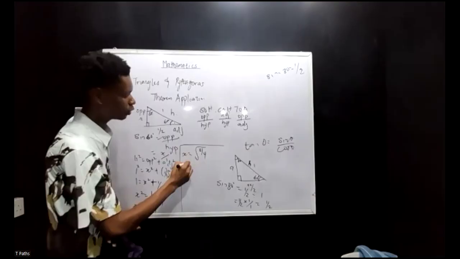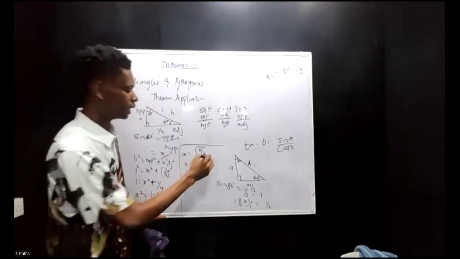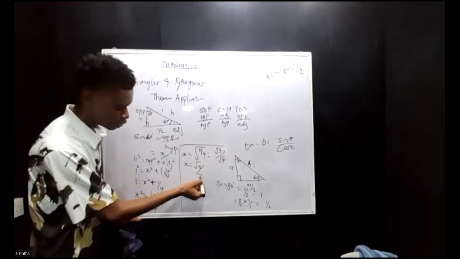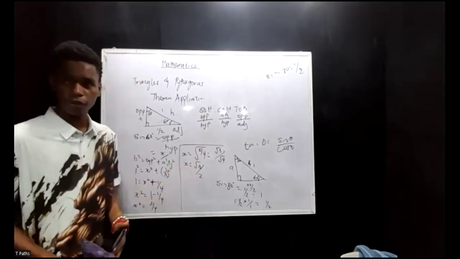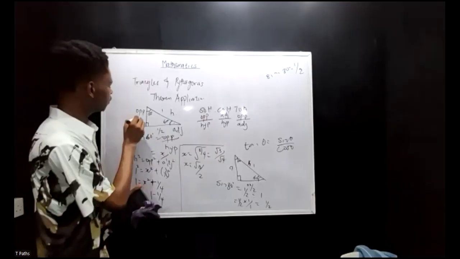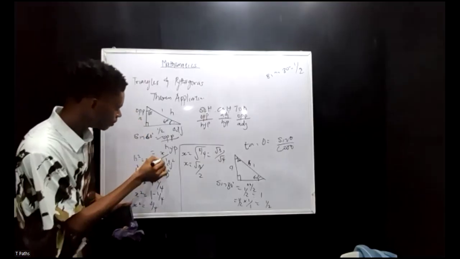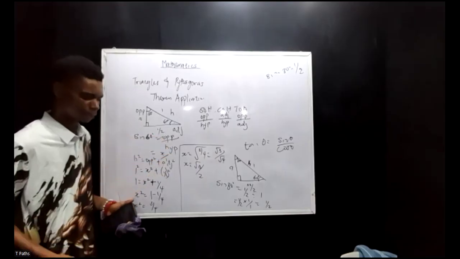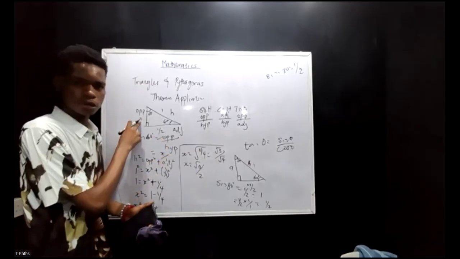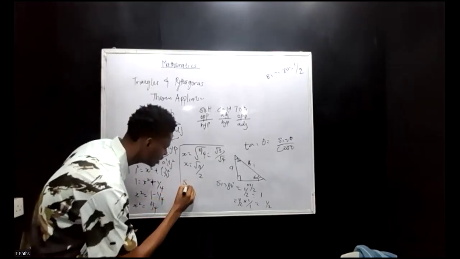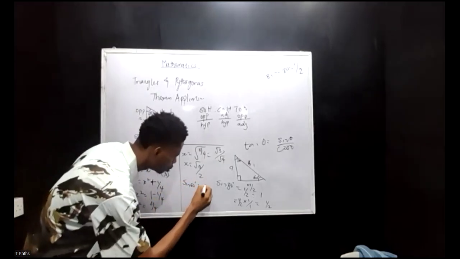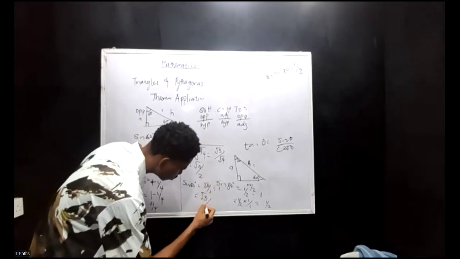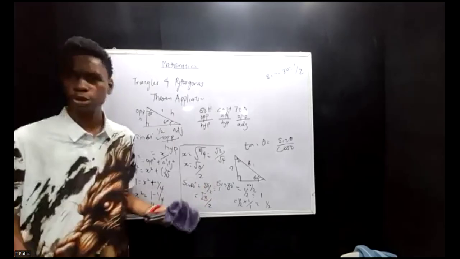So this becomes root 3 over 2. How did I get that? This is the same as root 3 over root 4, and the square root of 4 is 2. So I have x is equal to root 3 over 2. All right, so the value of my x here is root 3 over 2. Now coming back to this side where I have sine 60 degrees is equal to opposite over hypotenuse. Now my opposite is root 3 over 2. So I have sine 60 degrees is equal to root 3 over 2 divided by 1. Anything divided by 1 is still the value. So sine 60 degrees is equal to root 3 over 2.